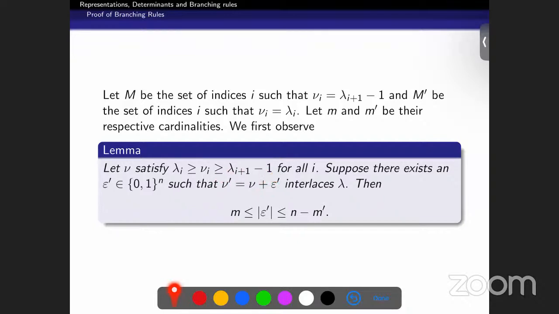We'll have to add as many as there are in this M, which is exactly this M. So at least M many ones have to be there, which gives us a lower bound for this mod epsilon prime. And for all those where it is exactly equal to lambda I, epsilon prime I has to be 0, which says that it has to be less than n minus m prime. Okay.